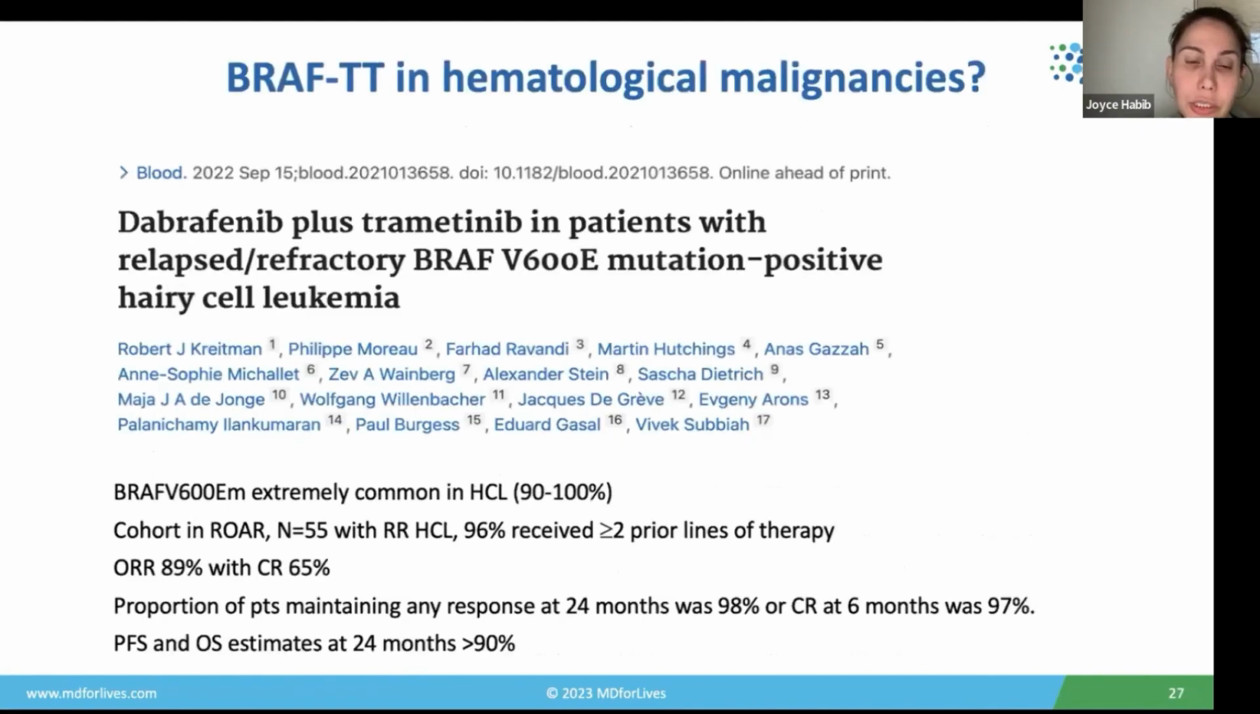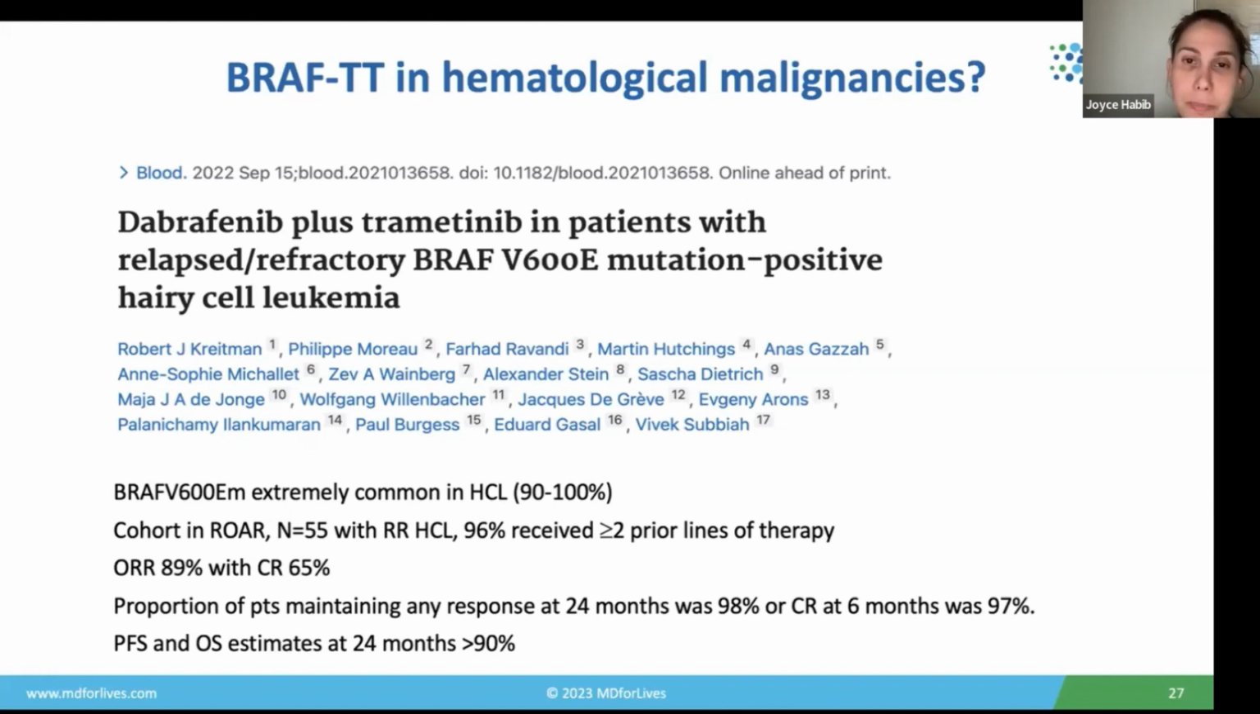What about hematological malignancy? We know that BRAF mutation is extremely common in hairy cell leukemia. About 90 to 100% of patients have these mutations. And this was looked at in the ROAR study, in the cohort of patients with hairy cell leukemia that had relapsed refractory disease. The response rate was really impressive, with a CR rate of 65%. And more importantly, these responses were durable.